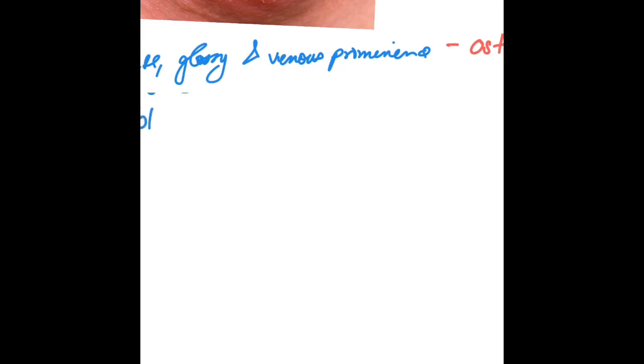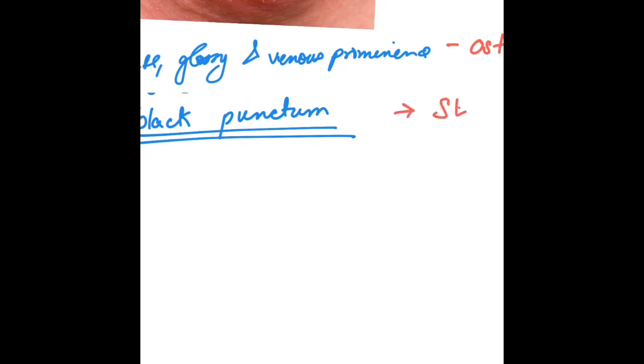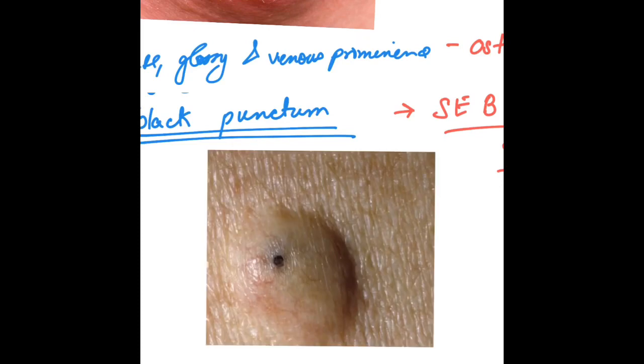Sometimes you see a black punctum over the swelling. Black punctum. What does this denote? Undoubtedly, if you see a black punctum over a swelling, it has to be a sebaceous cyst. Let me show a figure. Can you see this? This is the black punctum, and therefore the swelling is a sebaceous cyst. Right?